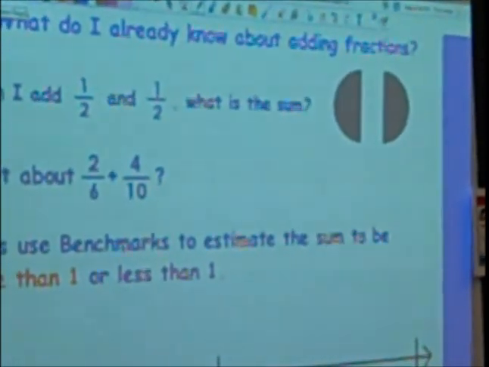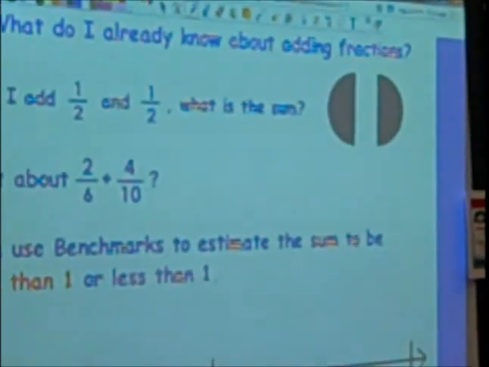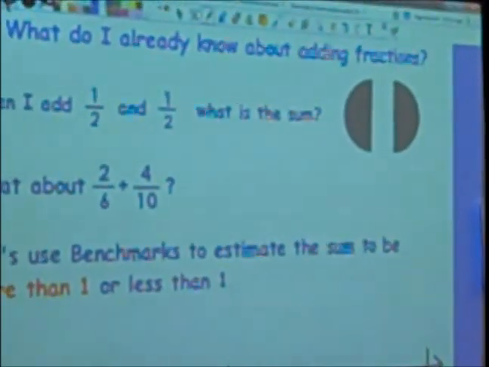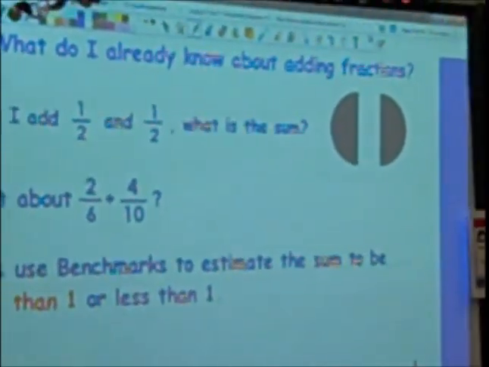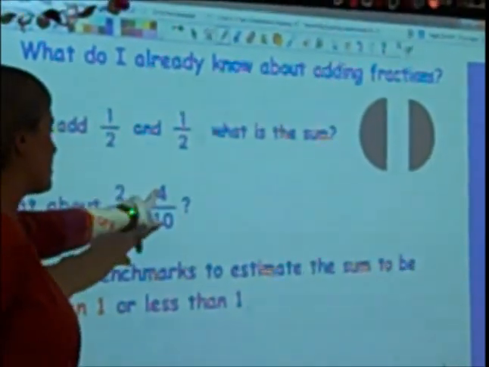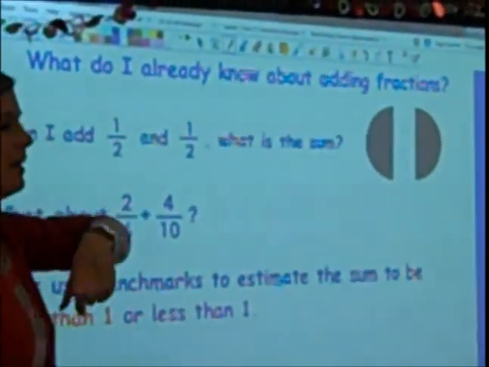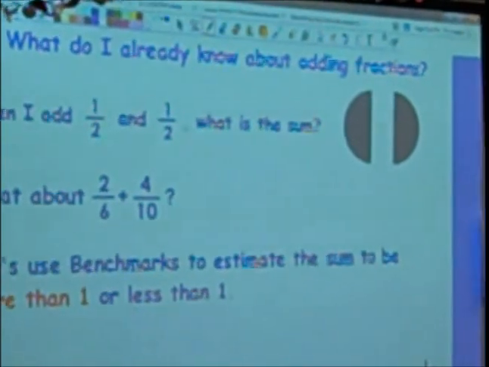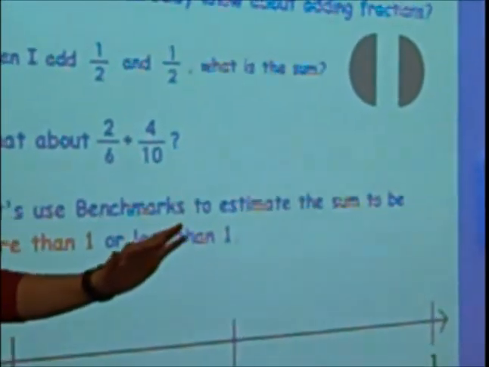So we say to them, when you add 1/2 plus 1/2, what's the sum? You get 1 whole, right? So you should think about your fractions and say, well, what would 2/6 plus 4/10 be? Would that be more than 1 or less than 1? And that's as basic as we're going this year.